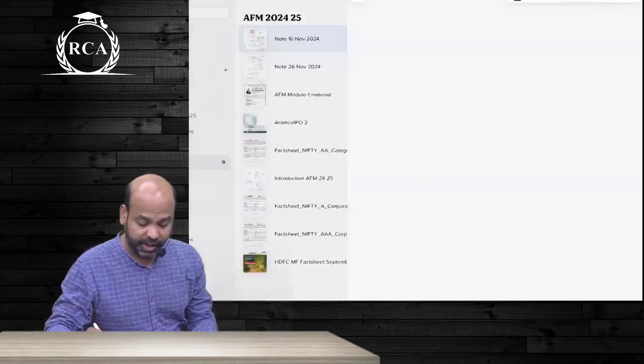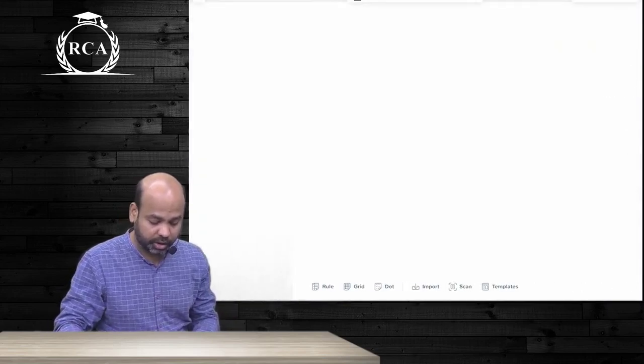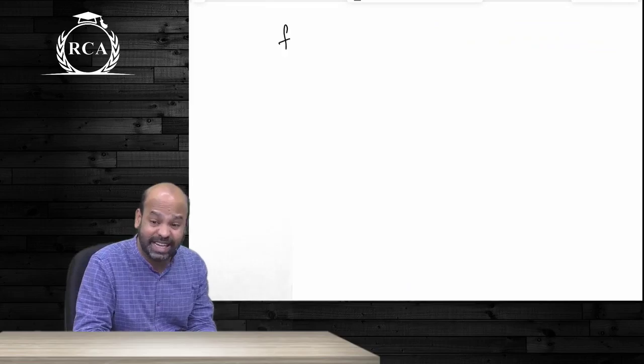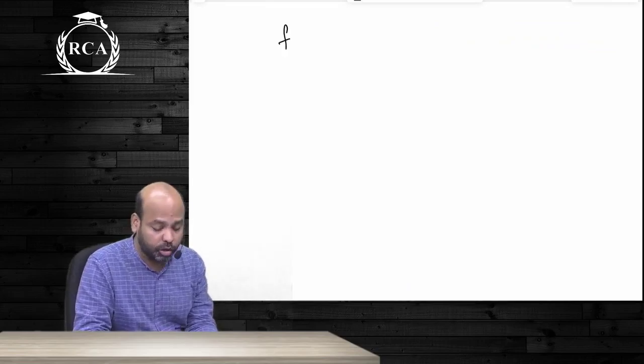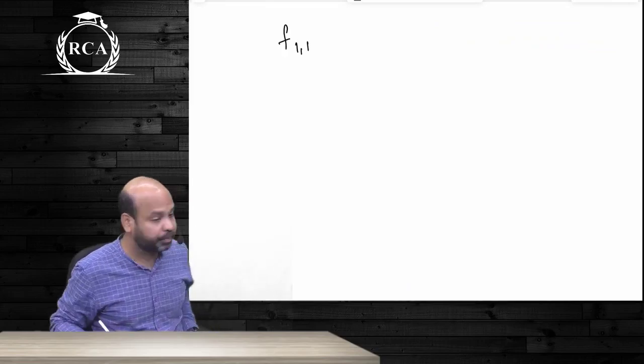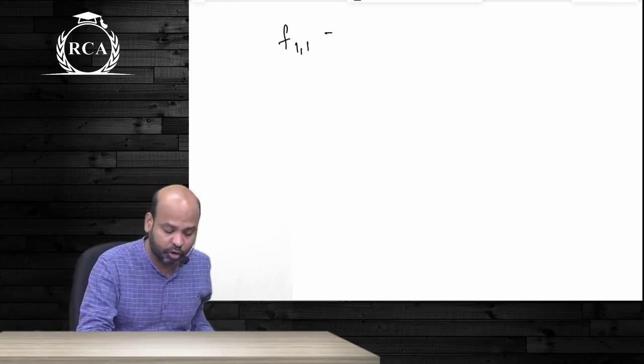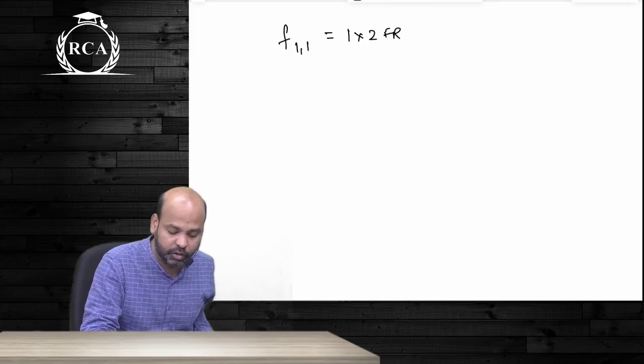So, if they ask us, first the notation is important. If they tell us that you're supposed to compute forward rate for second year, what we are trying to compute is F11. It is forward rate after 1 year for a period of 1 year. Can also be written as 1 cross 2 FRA.